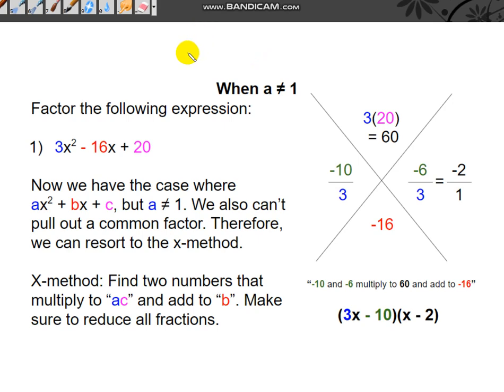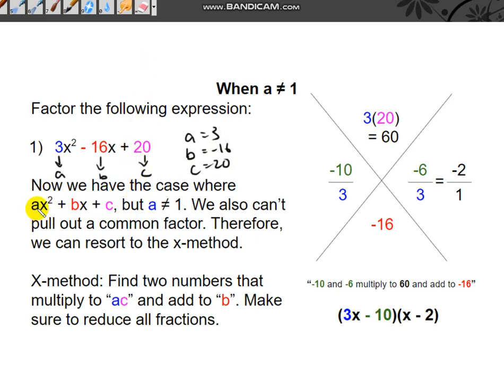Okay? So if you can't pull out a common factor, you can use the X method. In this case, you're going to have to identify all your little variables. So what we have here, if you're wondering, this is A, this is B, and this is C. So in other words, A is 3, B is negative 16, and C is positive 20.